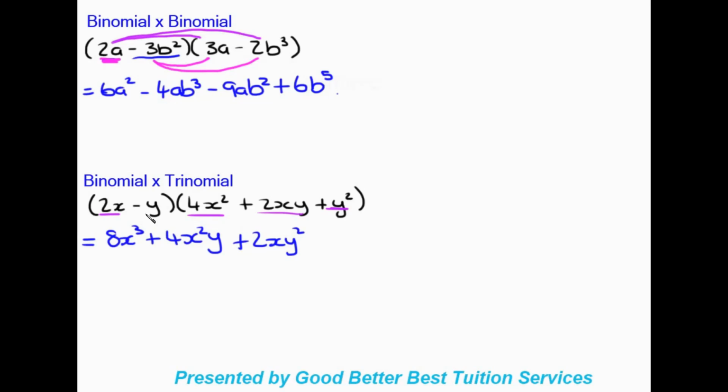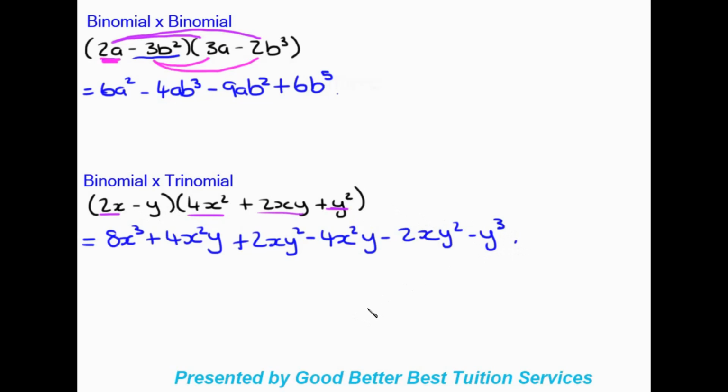Now we're going to move on to our next term, which is our negative y, and that will times into all 3 terms. So negative y times 4x squared, we get negative 4x squared y, and then we get negative 2xy squared, and then we get negative y times y squared, we get negative y to the power of 3.